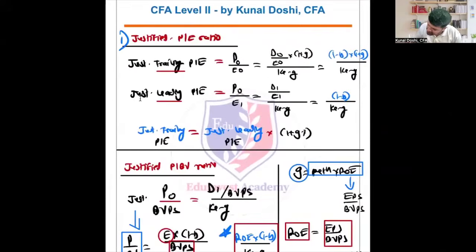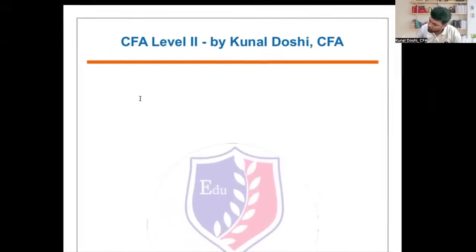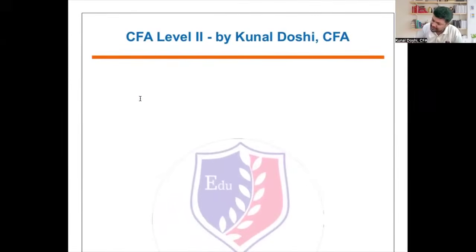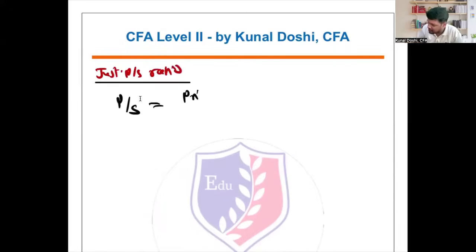So this is my first justified price to earning, justified price to book value. Now we will derive justified price to sales. This is pretty much simpler. So I have my price over sales, which is price per share over sales per share. Okay, this we already know. So here I'm just going to replace the price information.